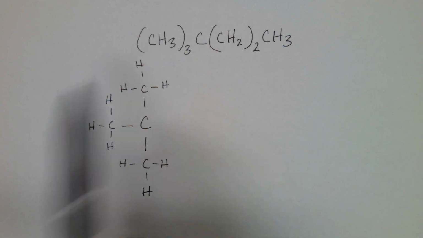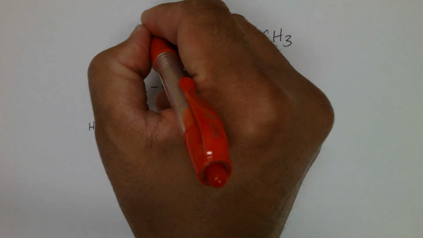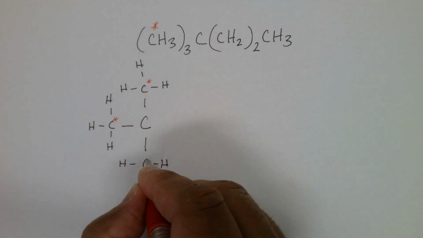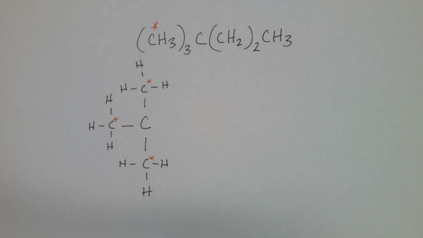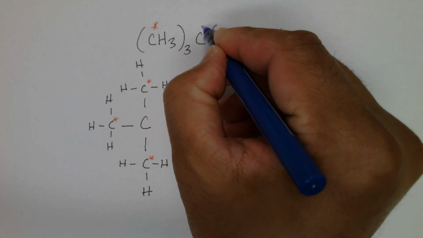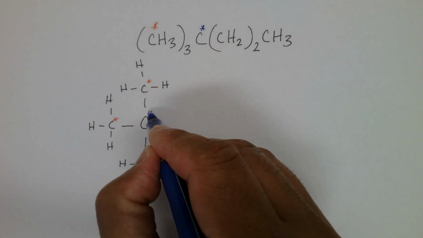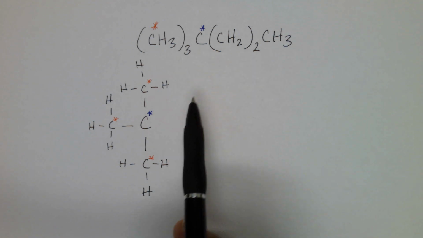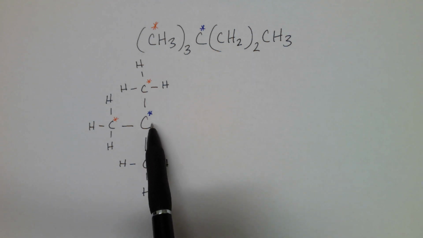So here are the three CH3 groups. I'll go ahead and put a little star here. That way you can see those three carbons. I'll put a blue star here to label this first carbon. And then we can continue. So this carbon needs one more bond to satisfy the octet rule.